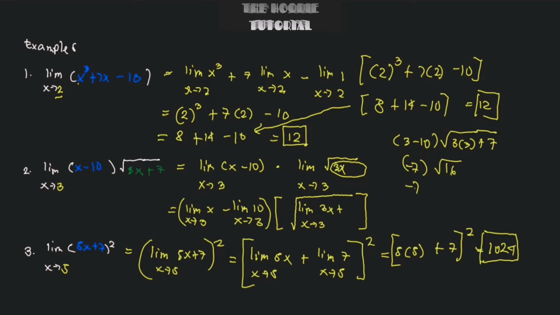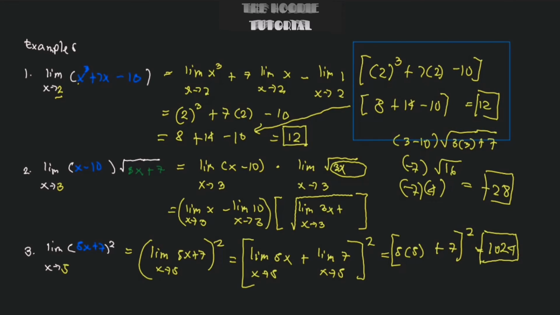So this would be negative 7, and then the square root of 16 is just 4. Therefore negative 7 multiplied by 4 is just equal to negative 28. So this is basically equal to our answer using this way of solution. So let's go to example number 3 using the direct substitution.